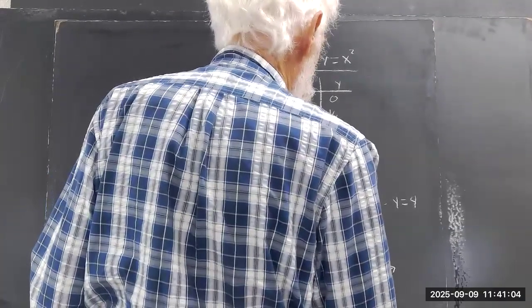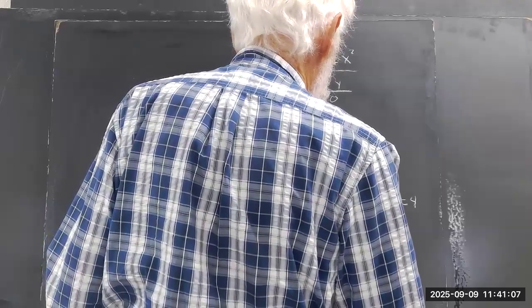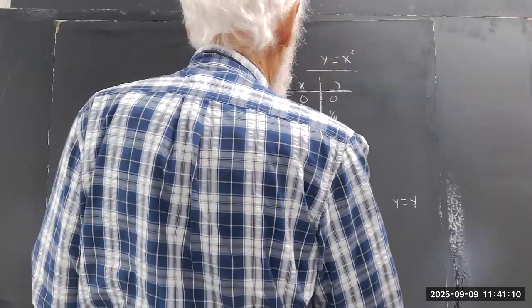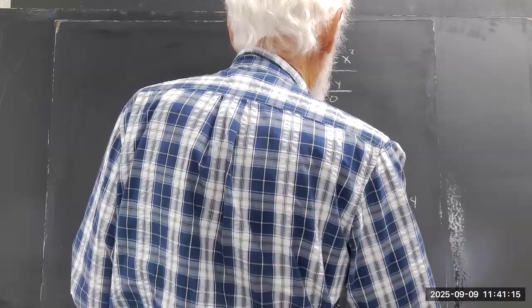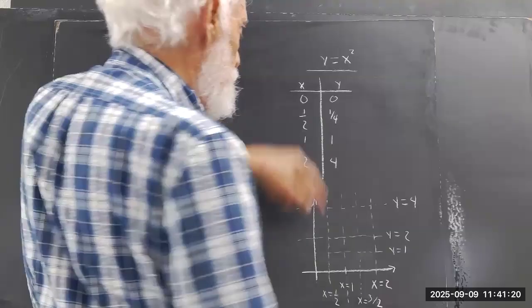And if I want to, I cut this interval in half and get 3/2, not 3/4. Then for y equals 4, cut that in half, get y equals 2. Cut that in half, get y equals 1. But I need a fourth. Equals 1/4.